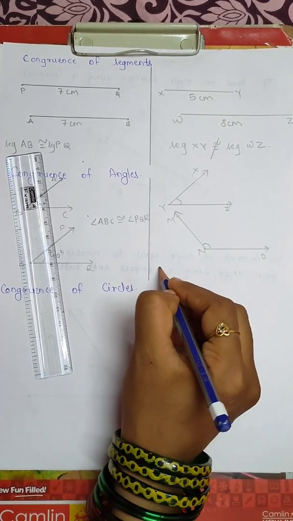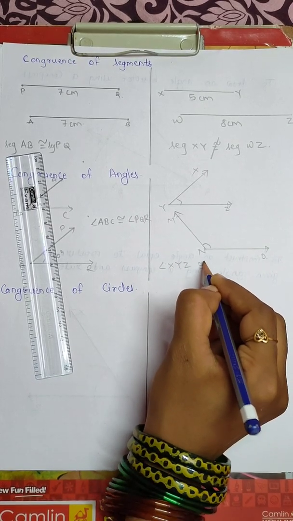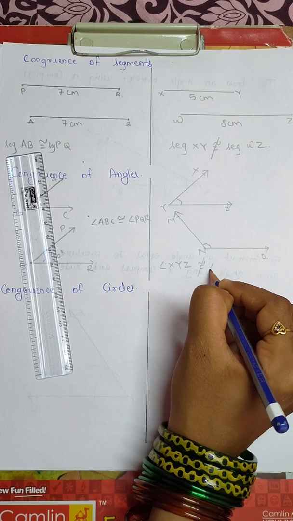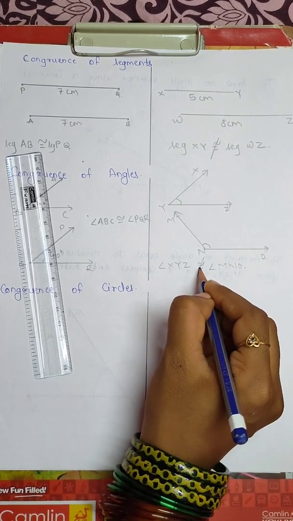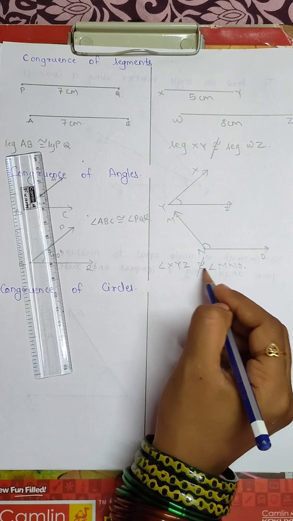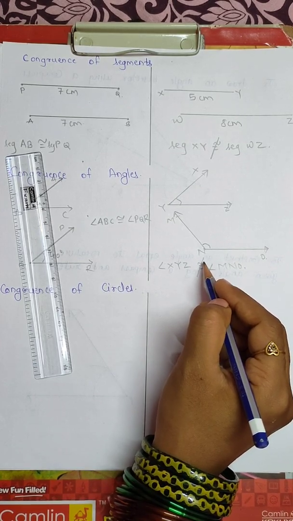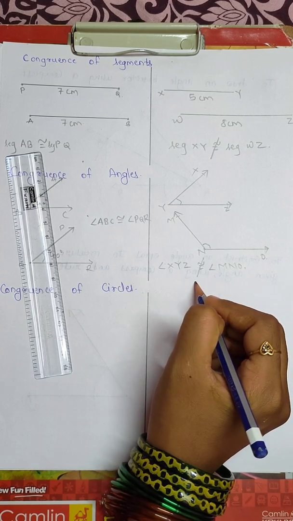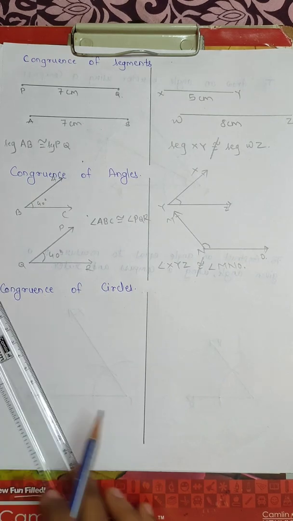How will you write? Angle X, Y, Z not congruent to angle M, N, O. This symbol is for not congruent. You just draw is equal to sign, one S like diagram, yes, and then you make a slash on it. It becomes not congruent, whereas this becomes as congruent.